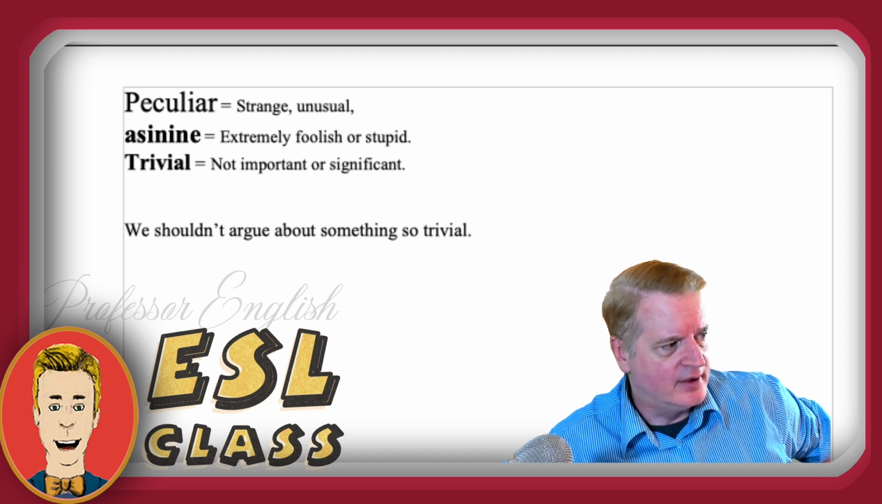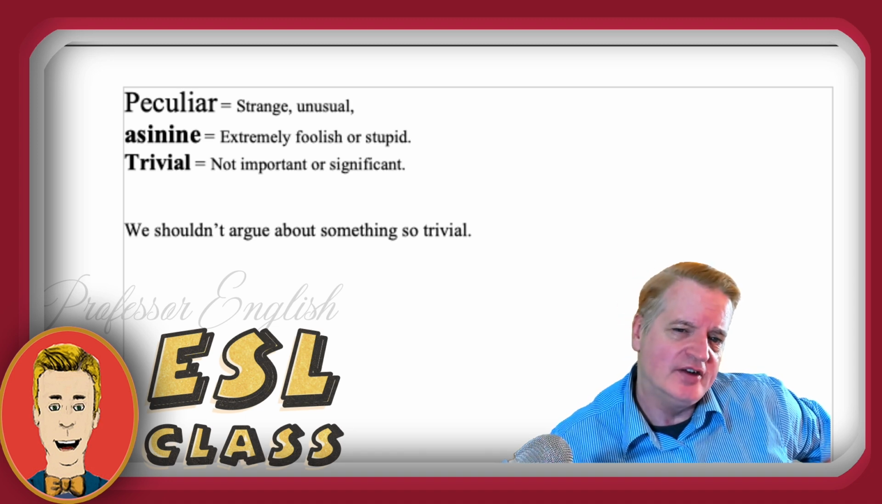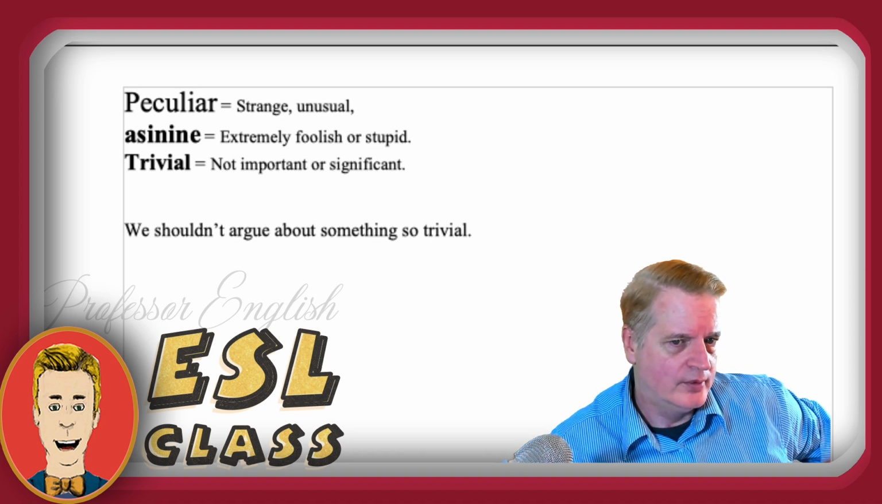Argue. Okay. So that's our big word. We have three words together: we shouldn't argue. So we shouldn't, that would sound very small. We shouldn't argue. We shouldn't argue. Okay. Mohammed, can you say that phrase? We shouldn't argue.